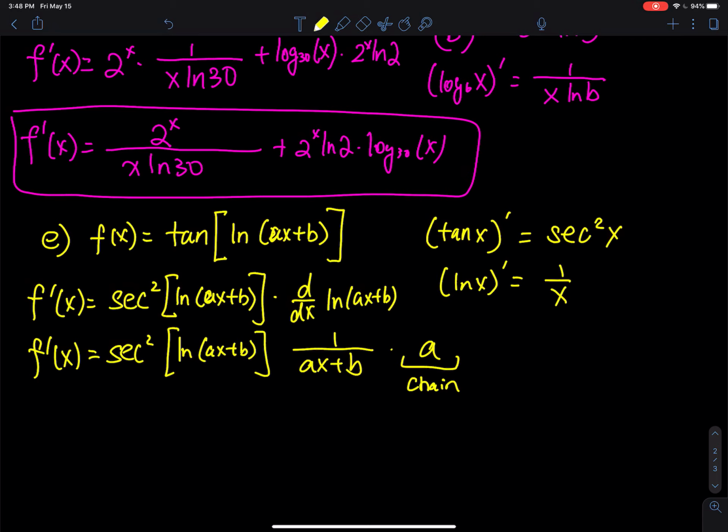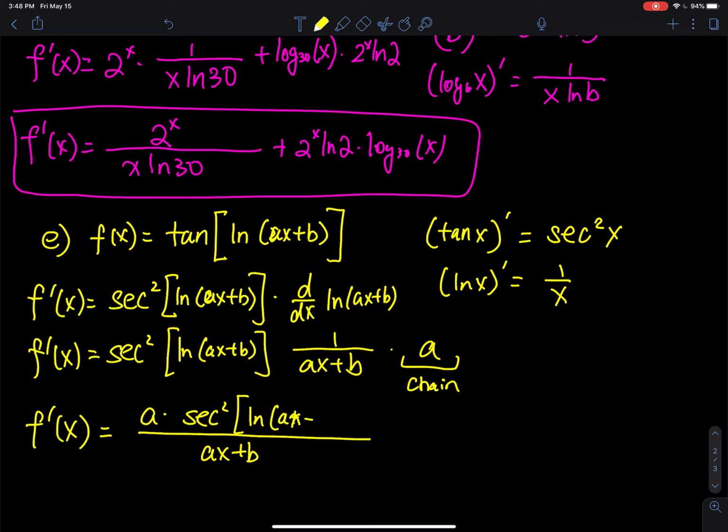All you need to do is put everything back together. So f prime of x, you have ax plus b in the denominator, and then an a on top, and then secant square of ln of ax plus b. I don't need to remind you that the a on top and bottom cannot be cancelled, right? This is our final answer. All right, moving on to the next problem.